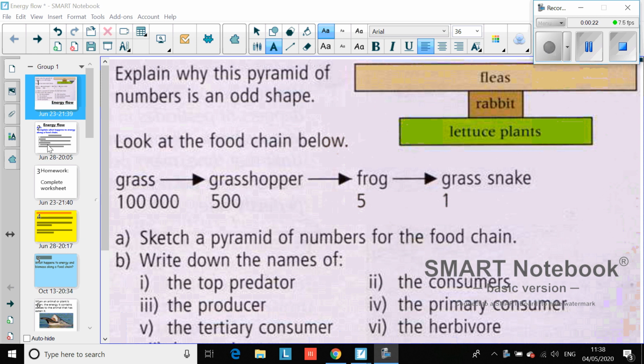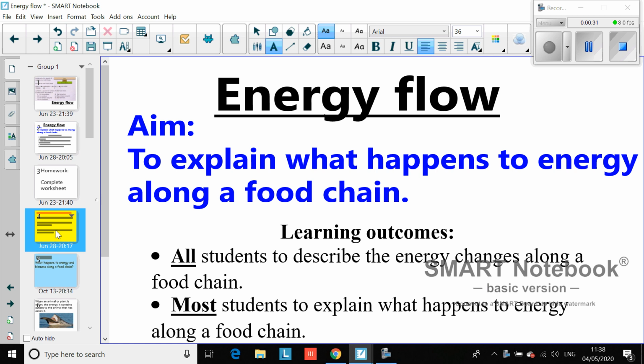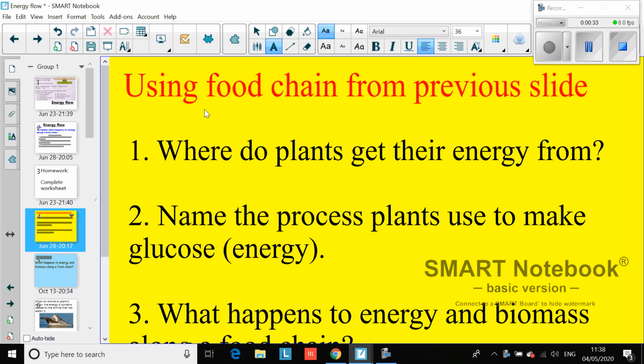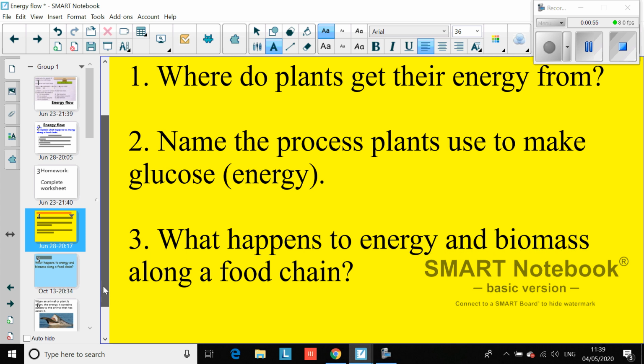Firstly, we're going to explain what happens to energy along a food chain. To give you an idea of what I mean, if you look at the food chain from your previous lesson, where do plants get their energy from? If you look back, you'll see that all plants get their energy from the sun. What name is given to the process that plants use to make glucose, and what happens to energy and biomass as it moves along the food chain?